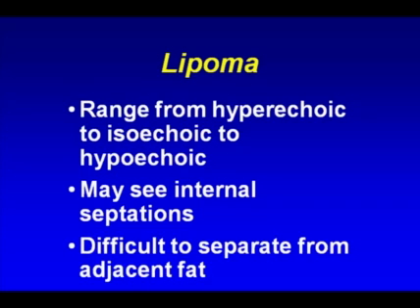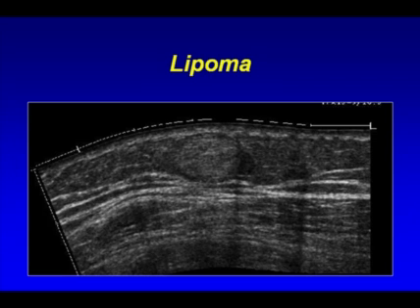One thing about lipomas is that they are difficult to separate from the adjacent fat, and that's because they also are fat. And so paradoxically, if you see a mass that has ill-defined borders that kind of blend in with the surrounding tissues, one is more likely to think of a benign process such as a lipoma, because it is inseparable from the fat that surrounds it in certain cases.